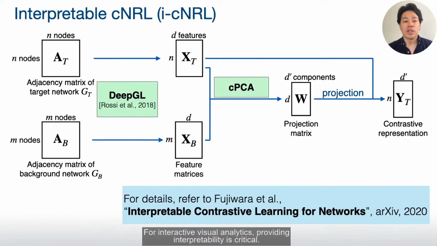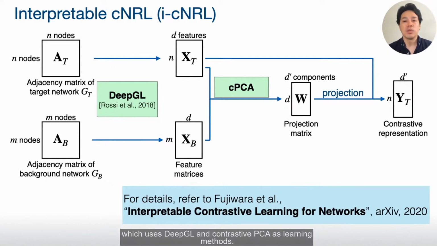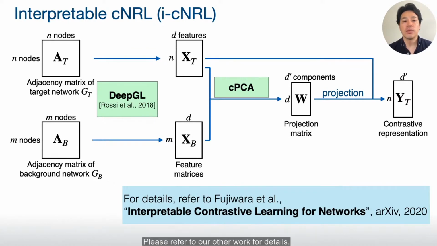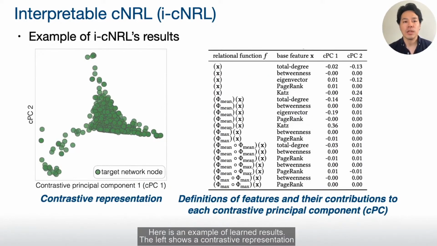For interactive visual analytics, providing interpretability is critical. Thus, we employ an interpretable version of contrastive network representation learning, which uses LeaPGL and contrastive PCA as learning methods. Please refer to our other work for details. Here is an example of a learned result. The left shows the contrastive representation, and the right shows the information required to interpret the contrastive representations, which includes definitions of features and features' contributions to each component.